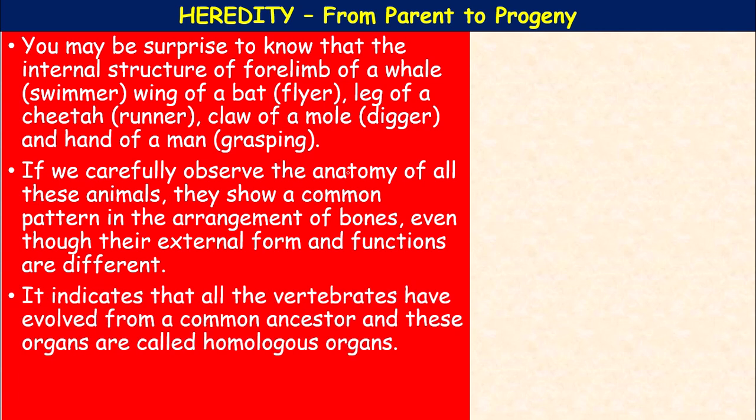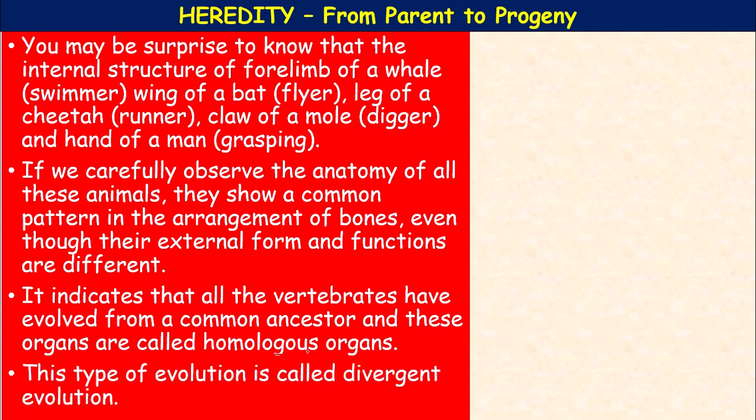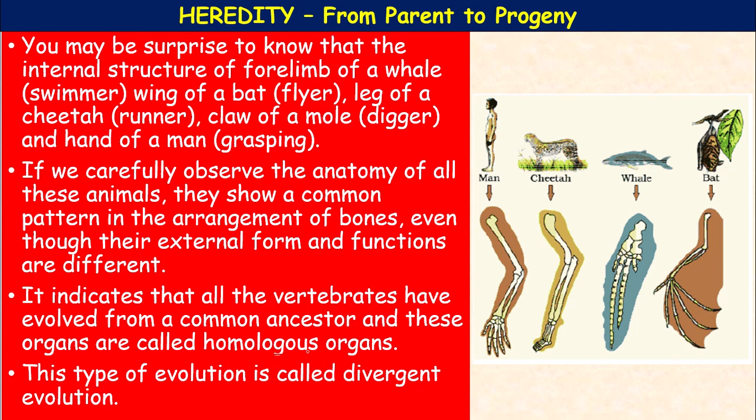It indicates that all the vertebrates have evolved from a common ancestor, and these organs are called homologous organs. The forelimb of whale, bat, legs of cheetah, claw of mole, and hand of man, these are all which organs? Homologous organs. Similarity between the organs of different animals based on common ancestry is called homology. This type of evolution is called divergent evolution, or adaptive radiation, which represents the evolution of new forms in several directions from the common ancestral type. This is called divergence. Example: man, cheetah, whale, bat, forelimbs.